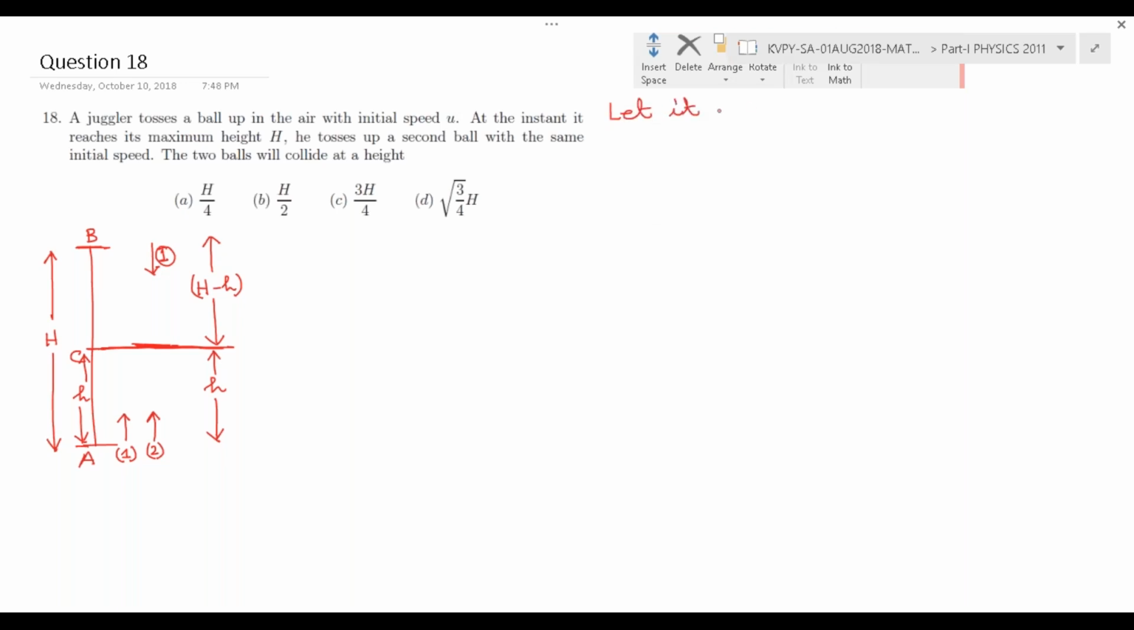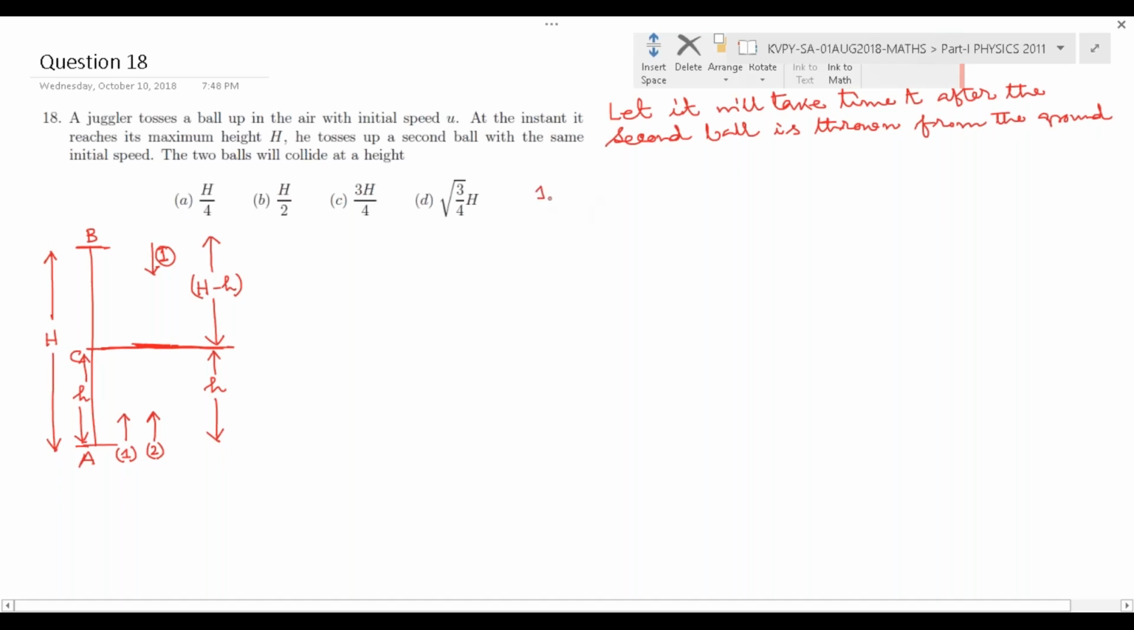it will take time t after the second ball is thrown from the ground. Then there are two cases that happen.